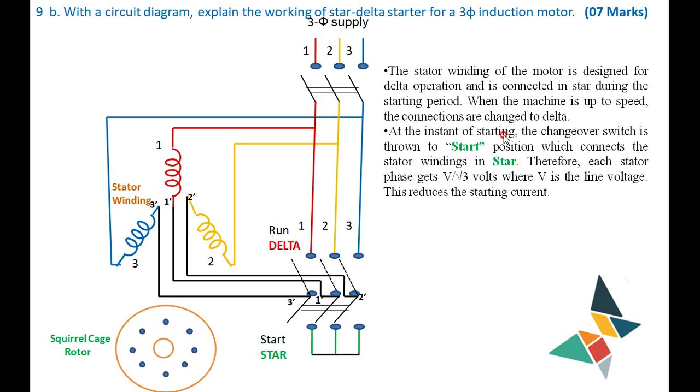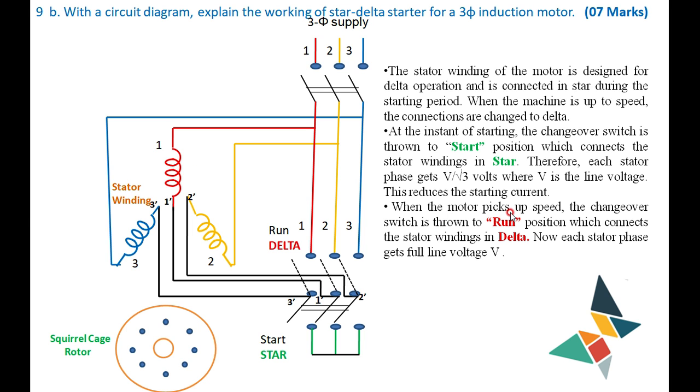At the instant of starting, the changeover switch is thrown to the start position, which connects the stator winding in star. How it is connected in star, I will explain. Therefore, each stator phase gets V by root 3 volts, where V is the line voltage. This reduces the starting current, because the voltage we get across each phase is V by root 3.